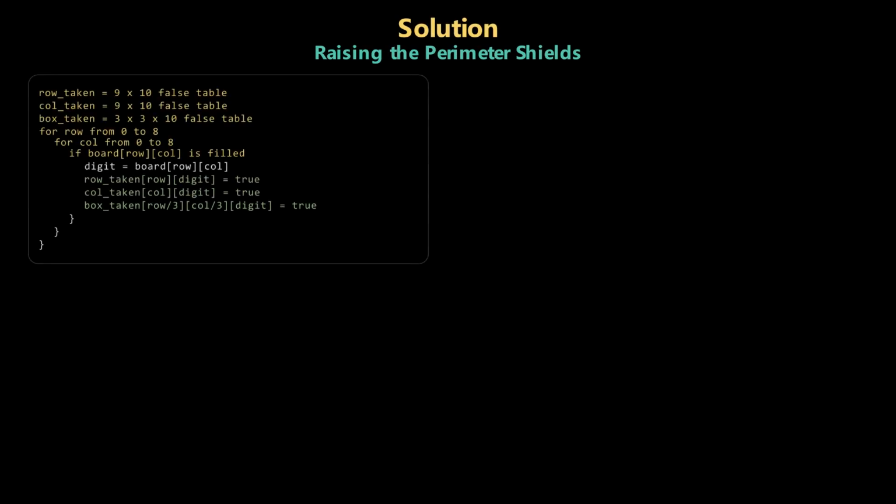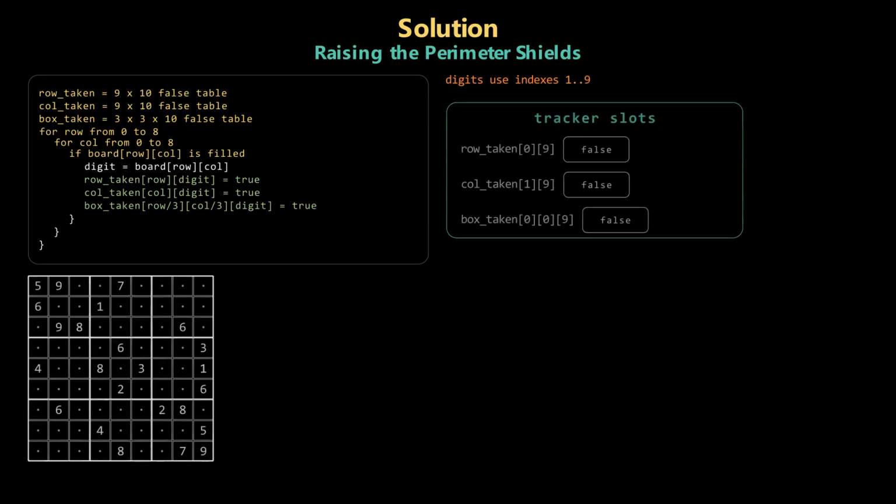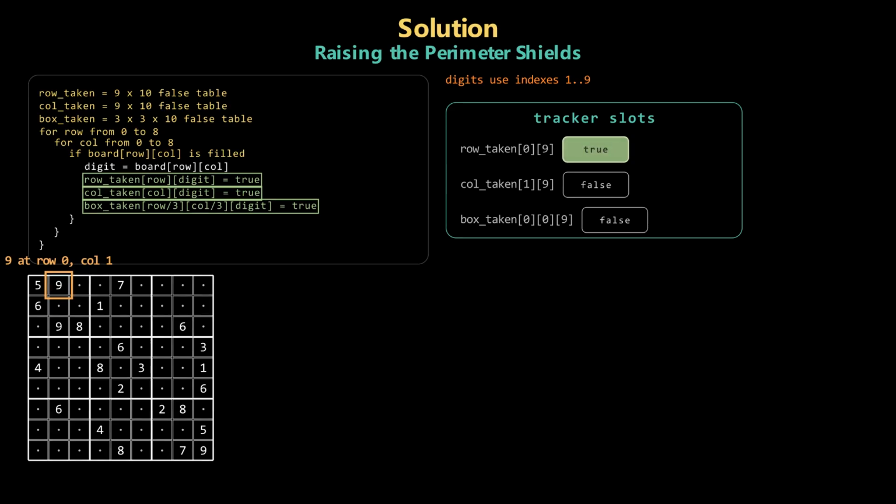Let's translate this architecture into code. We start by initializing 3 fixed-size tracking tables for our rows, columns, and subboxes. The extra digit slot lets us map digits 1 through 9 directly to their matching indices without confusing zero indexing. We run a quick initial scan of the board. Any starting digit we find immediately toggles its respective trackers to true, instantly creating a real-time security barrier across the entire puzzle.